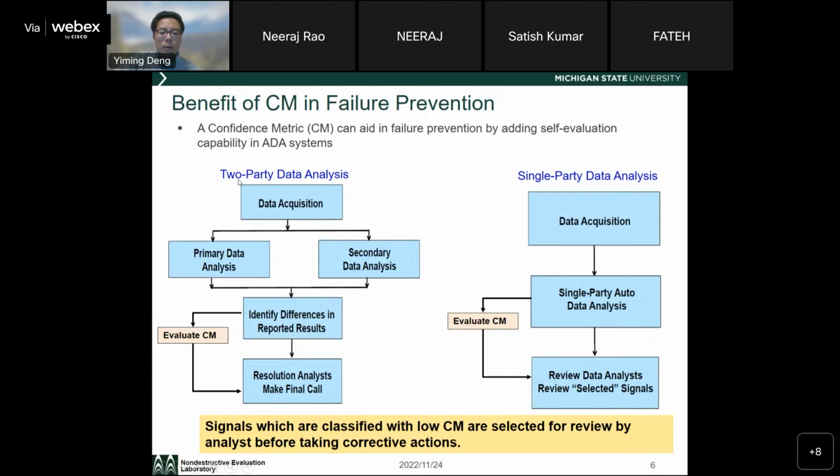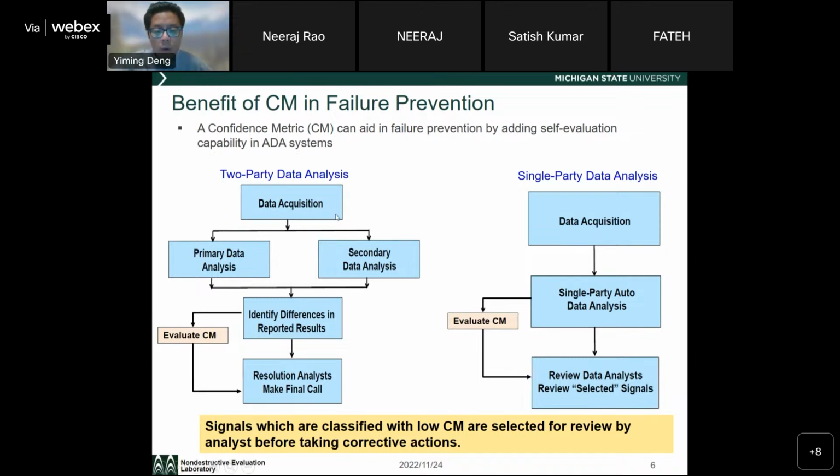I think this is a typo. This is usually called, it should be called two-pass or single-pass data analysis. A confidence metric can aid in failure prevention by adding self-evaluation capability. What I mean by two-pass or single-pass is, when I have the data acquired, to improve the reliability, I can have primary data analysis and I can do a secondary data analysis.